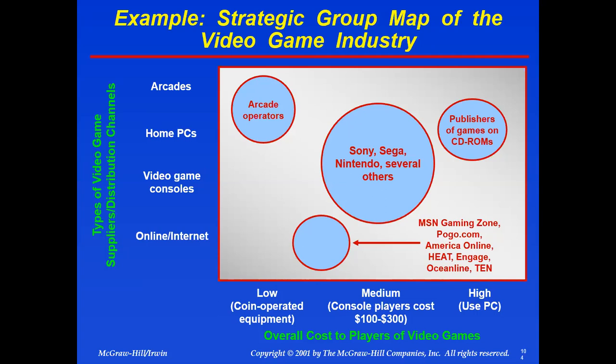So when we are designing a strategic group map of the video game industry, we need to have two axis values. The first one is type of video games, suppliers, distribution channels, and the second is overall cost to players of video games. For its further detail, join in the next session and we'll be discussing the details of the strategic group map.